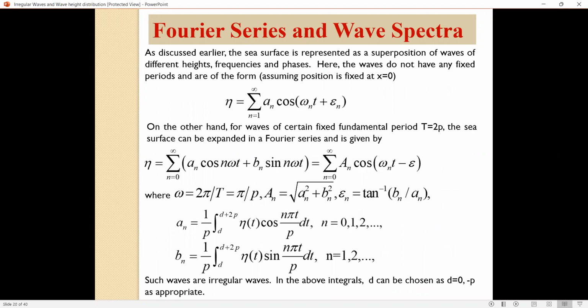So I have kθ equal to kx minus ωt plus ε. With x equal to 0, it becomes a function of ωt plus ε. This is the way I represent η, assuming the place where I have kept my instrument, or where the person is standing and taking the wave point, is at x equal to 0. In that case, this reduces to η of this form.